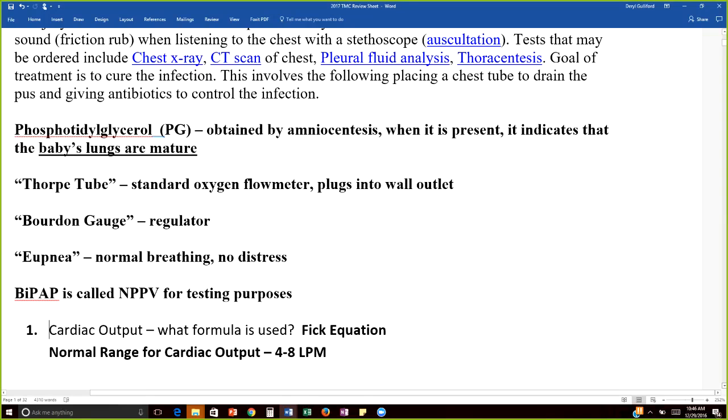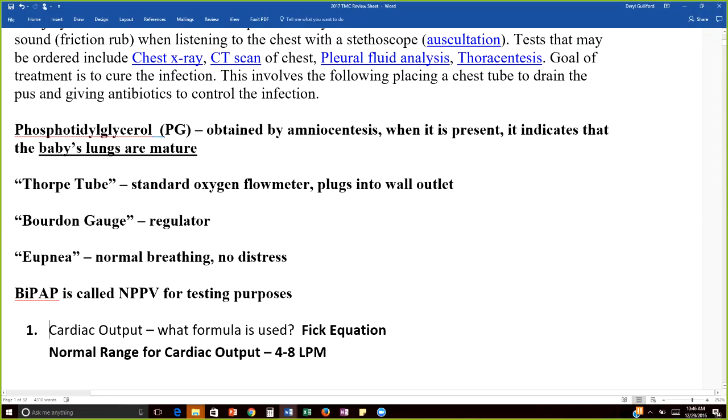Eupnea simply means normal breathing. Any medical term with EU in front of it just means good. So this is good breathing, no distress. And you won't see BiPAP on your test, although we use that every day. What you'll see instead is NPPV. That is non-invasive positive pressure ventilation. NPPV, non-invasive positive pressure ventilation.